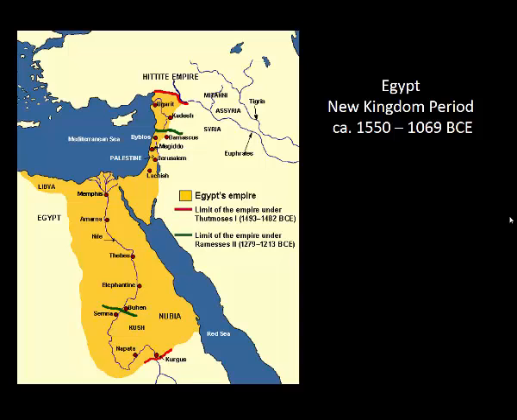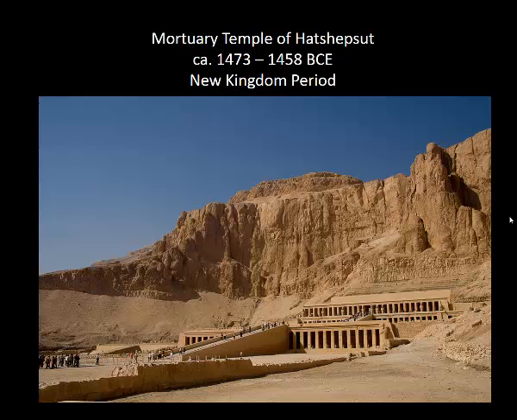Now, one thing that we see in art history, particularly ancient art history, is that when we're looking at civilizations that are wealthy, we see that the art is particularly fantastic, and this is because they have expendable income that they can invest into art production. Now, we start out with one of the greatest examples of architecture from the New Kingdom period, and this is the Mortuary Temple of Hatshepsut.